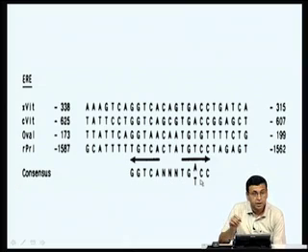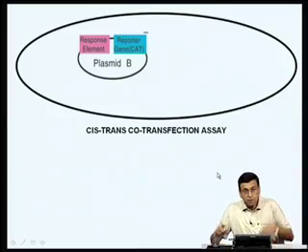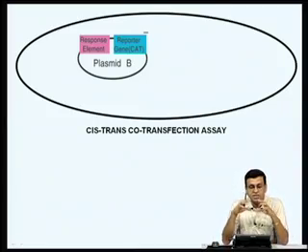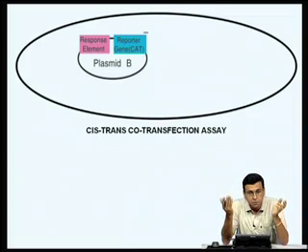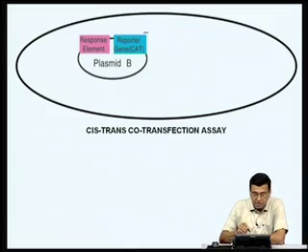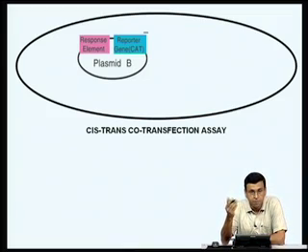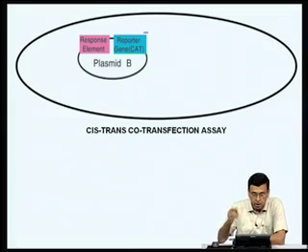Now, once you demonstrate that these receptors can bind to specific response elements, the question comes: when they bind to the response elements, do they really activate transcription? For this, a very well designed assay called the cis-trans co-transfection assay was developed. So, what you do in this assay is design 2 different kinds of plasmids.